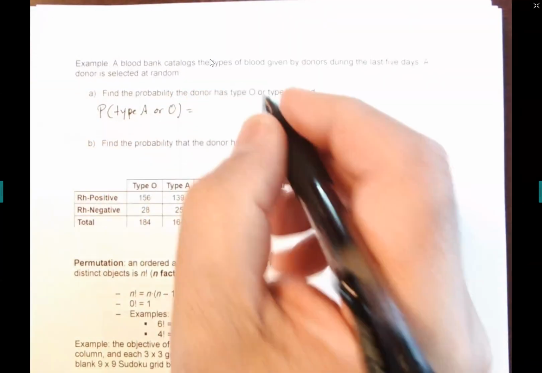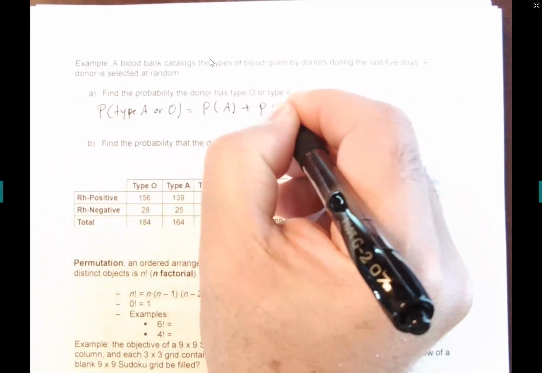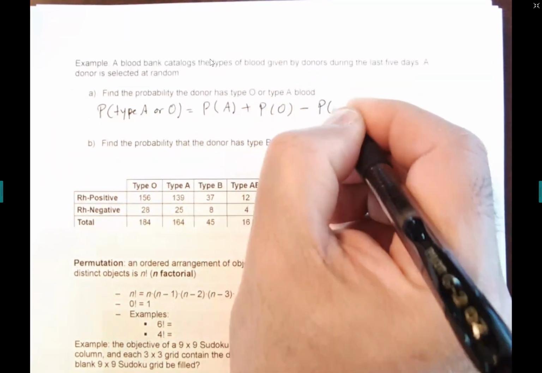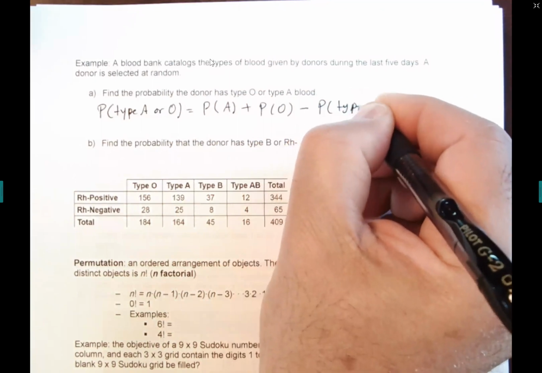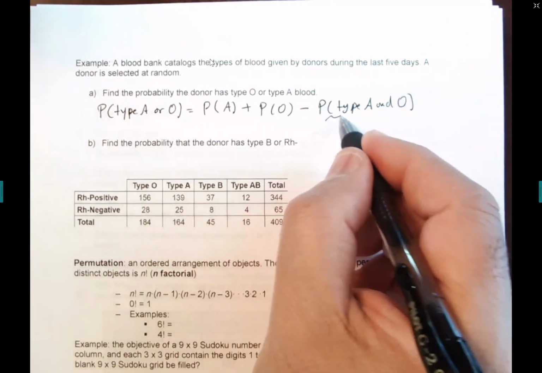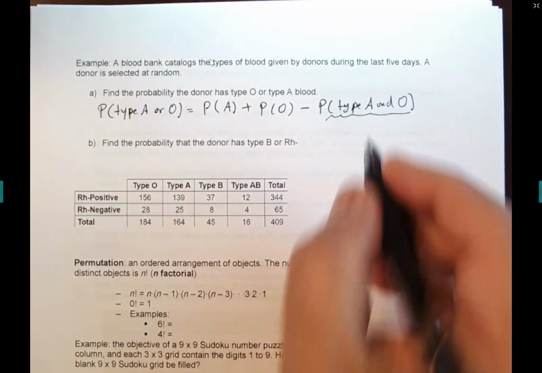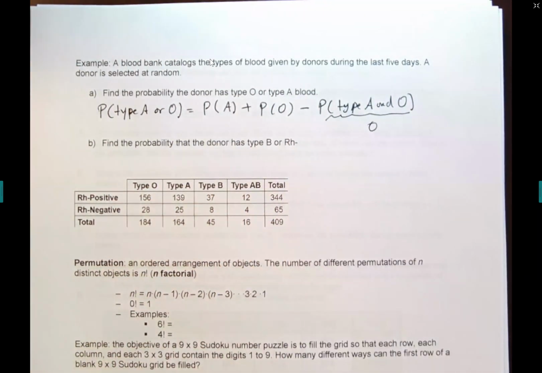Okay, according to the formula, guys, it's the probability of A plus the probability of O minus the probability of type A and O at the same time. Do you think it is possible for one of us to have type A and type O at the same time, guys? No. Not possible. The events are mutually exclusive. So we know this is going to be what? 0. Okay. What is the probability of A? What's the probability that we have a donor with type A?